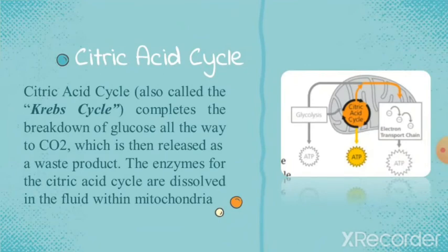So as you can see, the next stage that we are going to discuss is all about the citric acid cycle, also called the Krebs cycle. It completes the breakdown of glucose all the way to carbon dioxide, which is then released as a waste product. The enzymes for the citric acid cycle are dissolved in the fluid within mitochondria. During glycolysis, 1 molecule of glucose is split into 2 molecules of pyruvic acid, but before pyruvic acid can be used by the citric acid cycle, it must be groomed, which means it is converted to a form that the cycle can use.